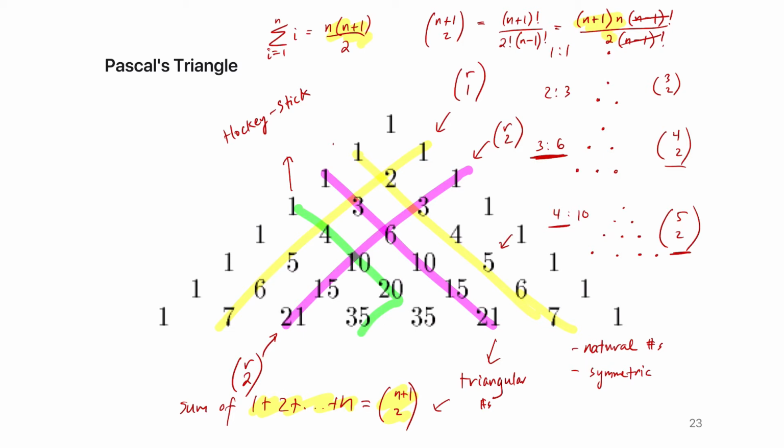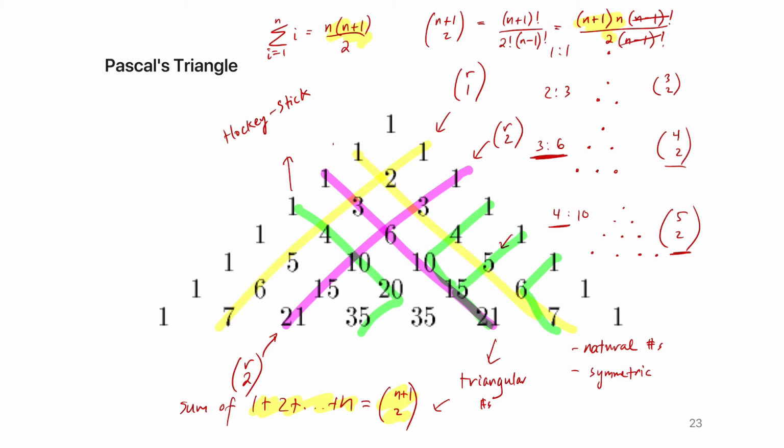I can do a similar one over here. For example, 1 plus 6 is 7. 1 plus 4 plus 10 is 15. 1 plus 5 plus 15 is 21. So on and so forth. So that's the hockey stick pattern.